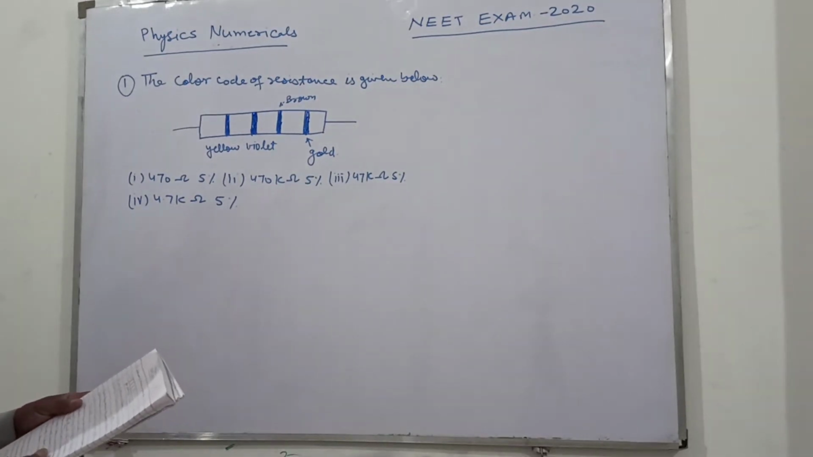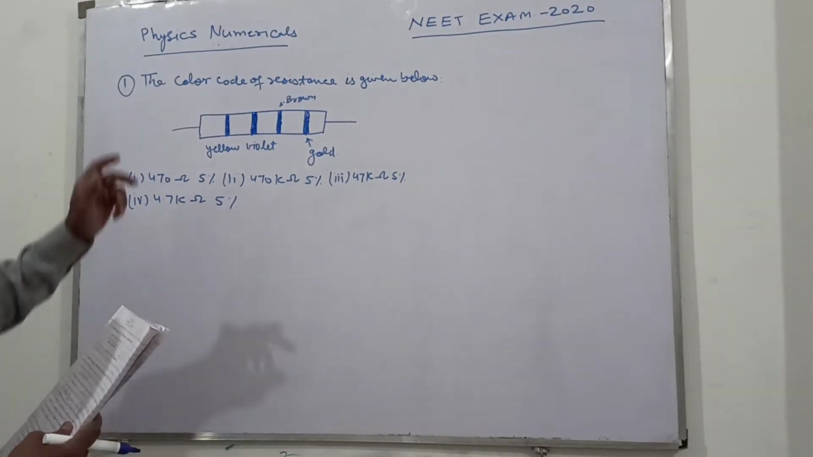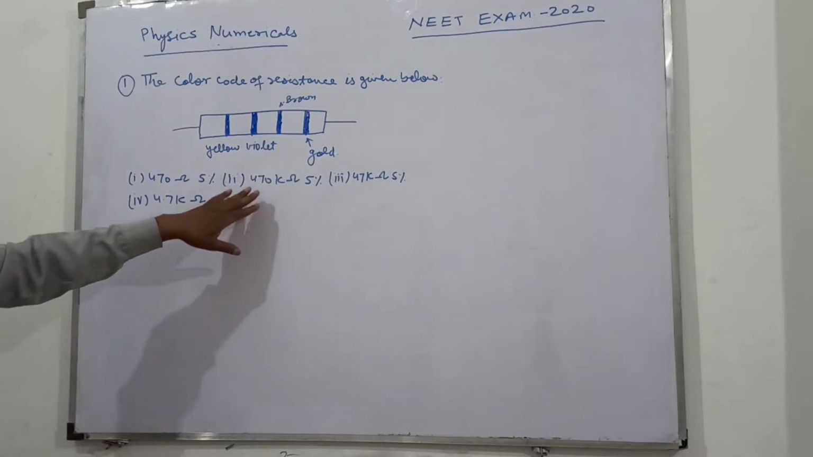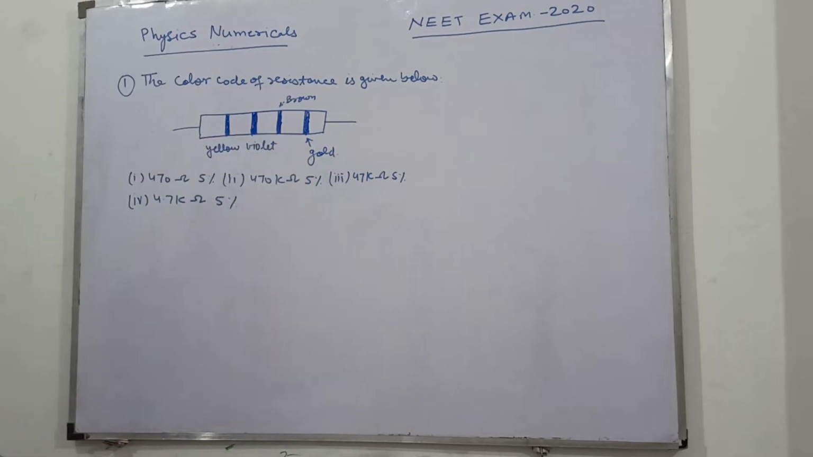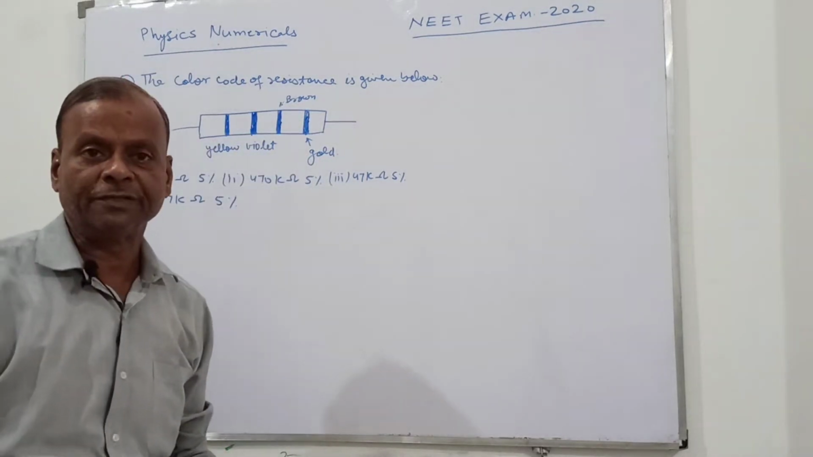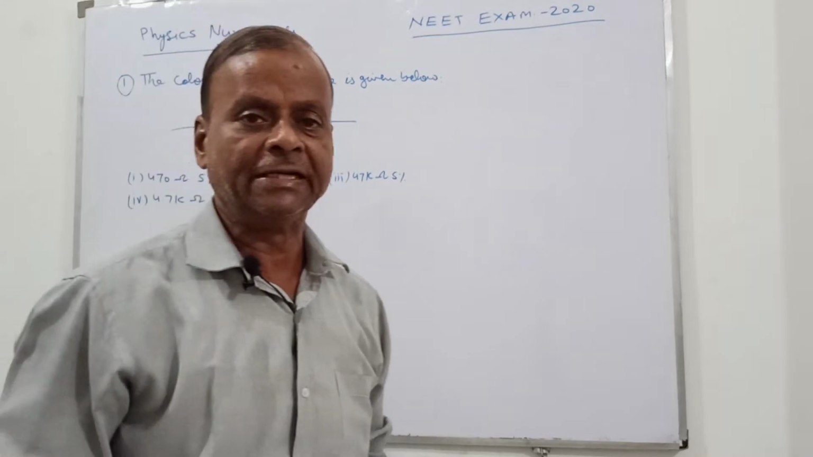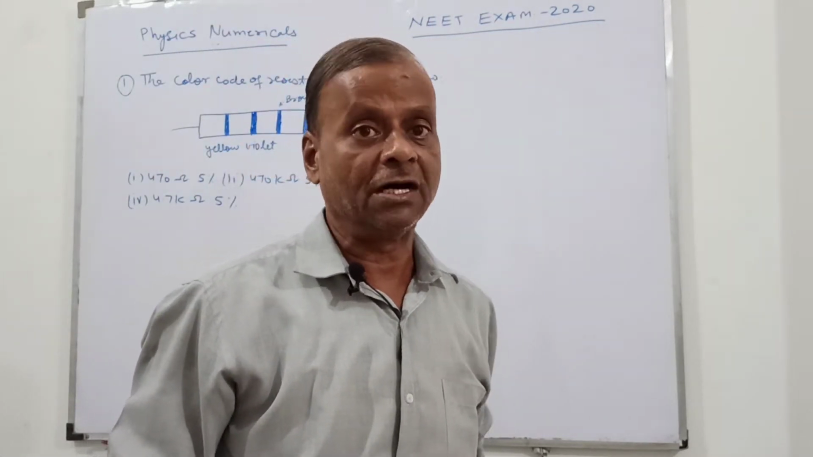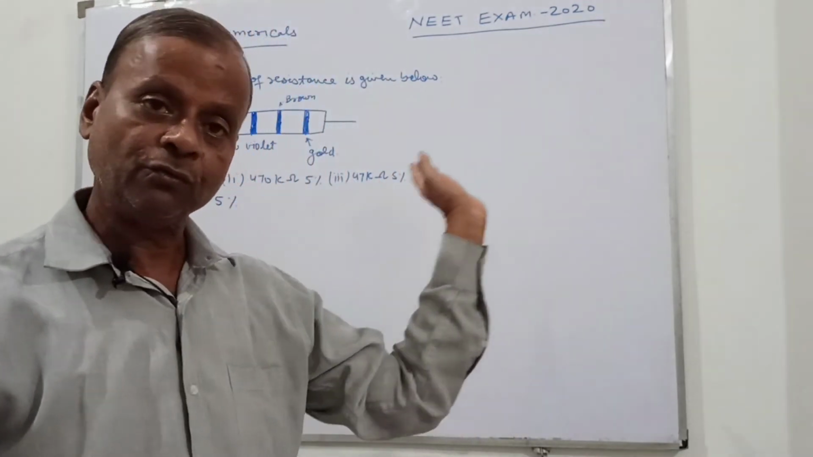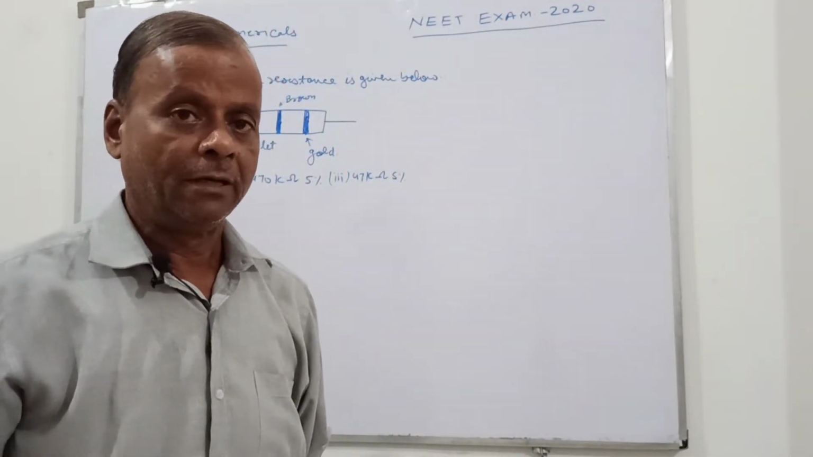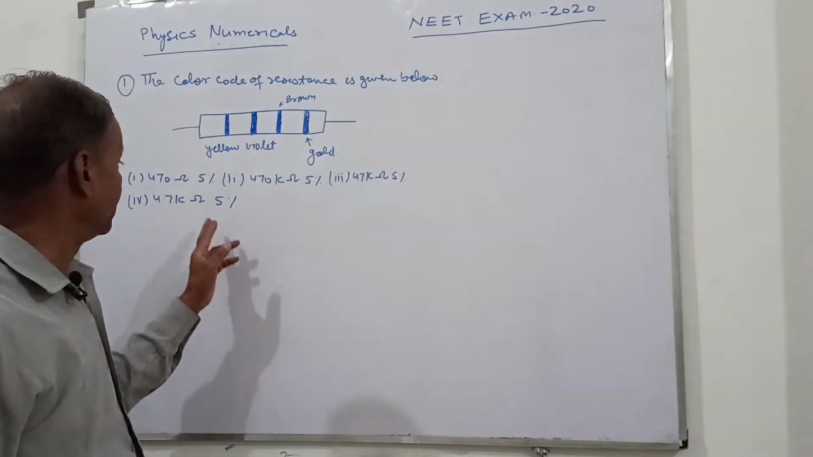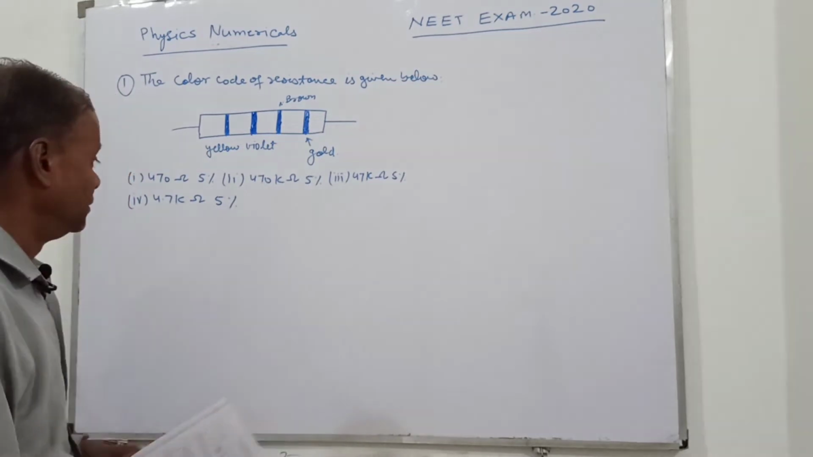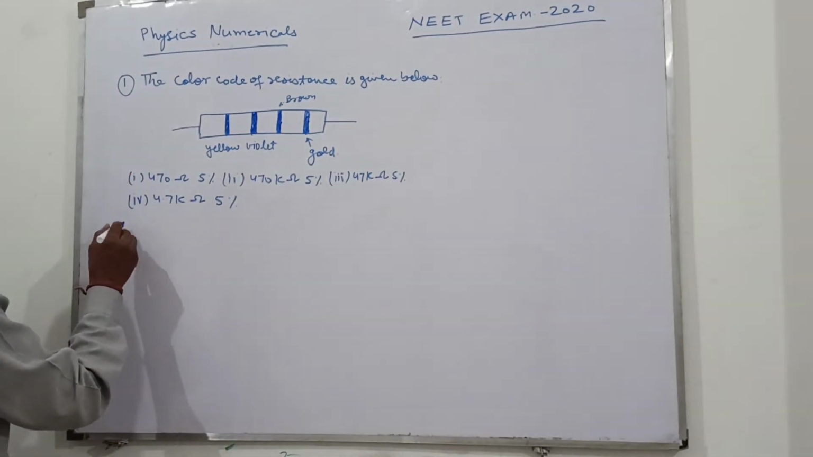So you have to find the value of resistance according to these colors. Whenever we are given color codes, it should be remembered that these colors are read from left to right. And for naming these numerical values, we must know the series of the color code.